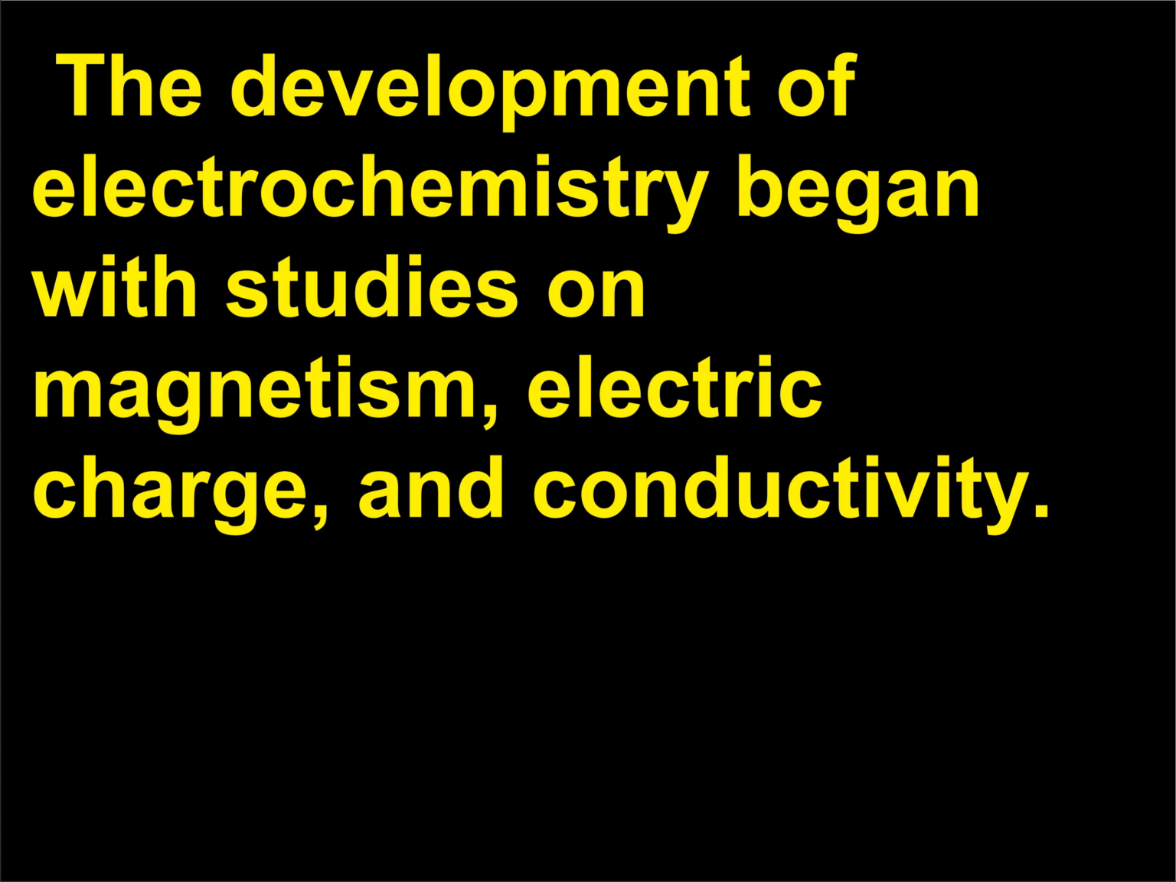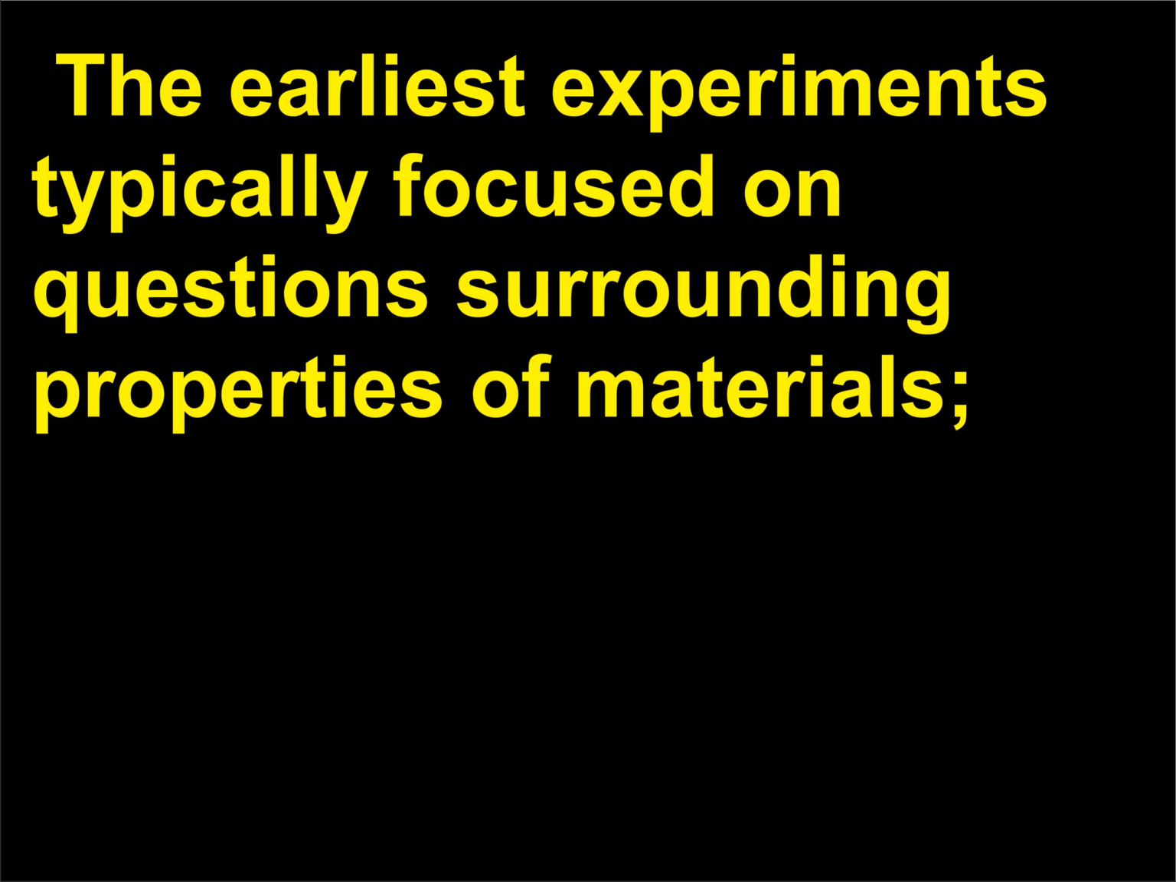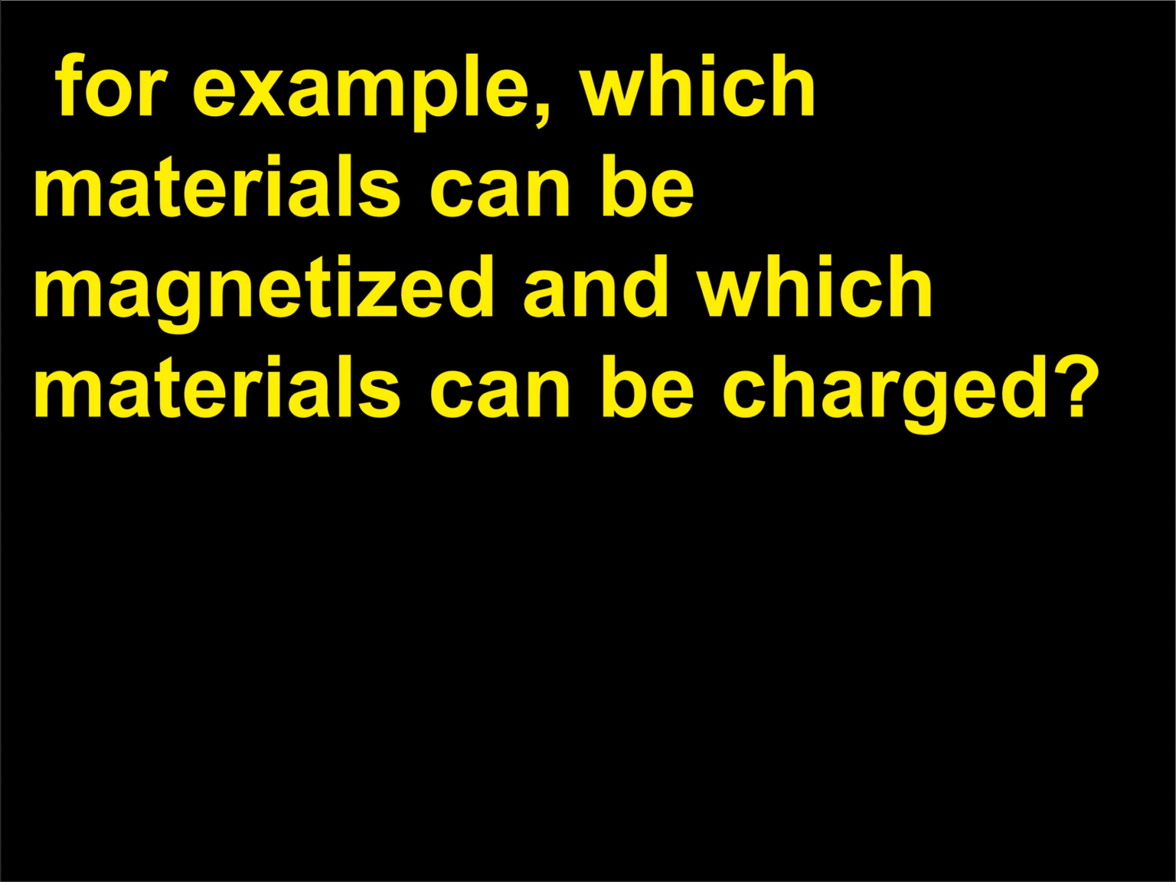The development of electrochemistry began with studies on magnetism, electric charge, and conductivity. The earliest experiments typically focused on questions surrounding properties of materials. For example, which materials can be magnetized and which materials can be charged.